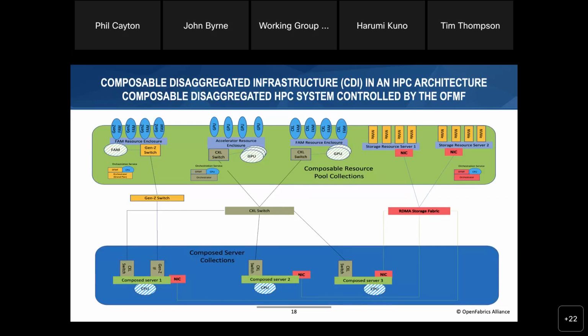Here's a mapping of different examples of an HPC system. On the left here, we have a Gen Z setup where it goes to a Gen Z switch and fabric attached memory. And then on the fabric attached memory, we have a resource enclosure, and I can subdivide that fabric attached memory on the left side. When I go to the next side, that composed server can also add in GPUs through a CXL switch. You can add in CXL fabric attached memory and GPUs.